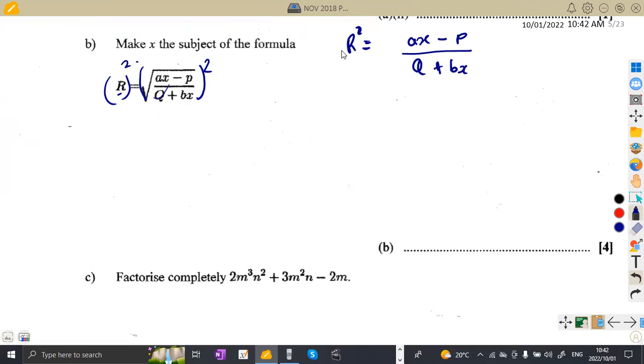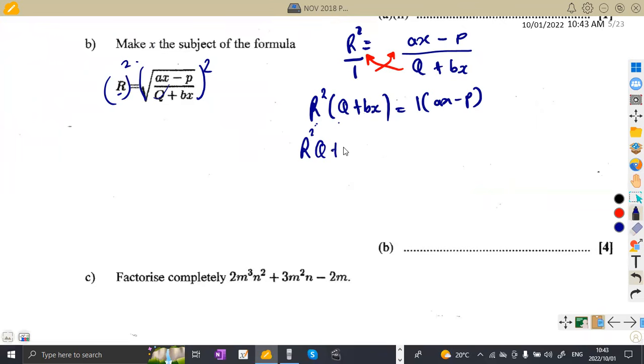So how now are we going to solve for x? Well, solving for x is to make x the subject. So I can cross multiply to remove the fractions. All right, so let's cross multiply. It's going to be r squared into q plus bx, which is equivalent to 1 times ax minus p. So expand brackets now by multiplying by r squared. So it's r squared q, r squared bx, which is equal to ax minus p.